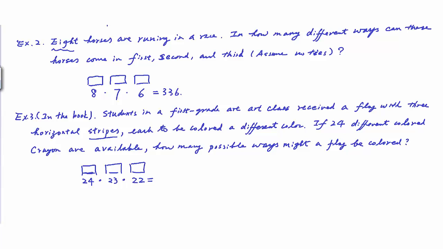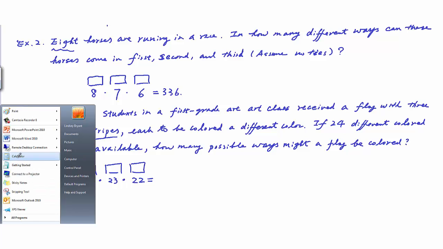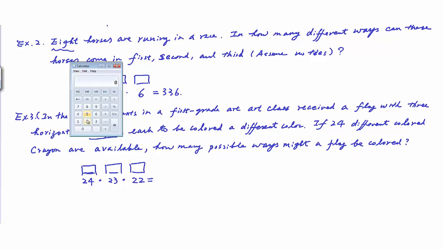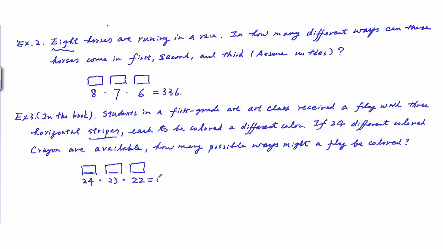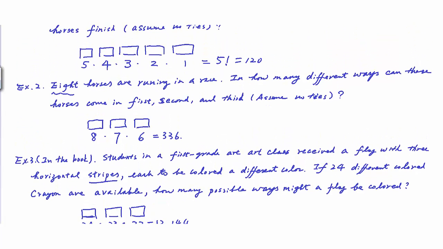So we punch the calculator to see the answer. This will be 24 times 23 times 22. So the total is 12,144 ways.